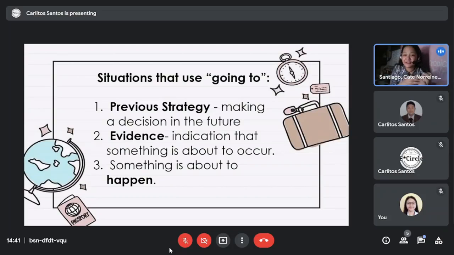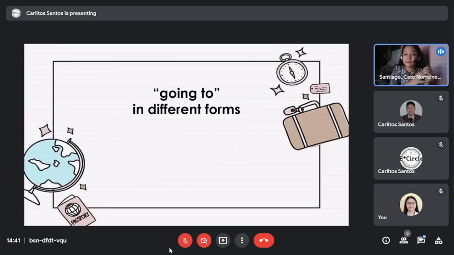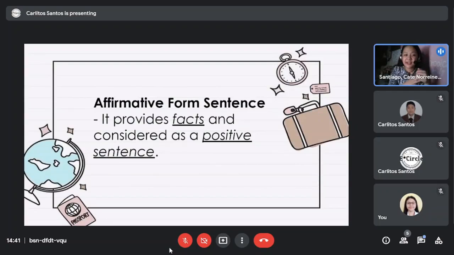"Going to" has three different forms. May I call on someone to read the first form? Friends, please read. Affirmative form sentences. It provides facts and is considered a positive sentence. Thank you. Again, an affirmative form sentence provides facts and it is considered a positive sentence.